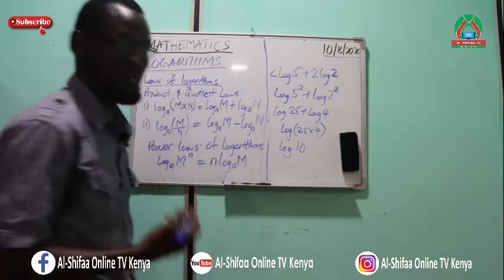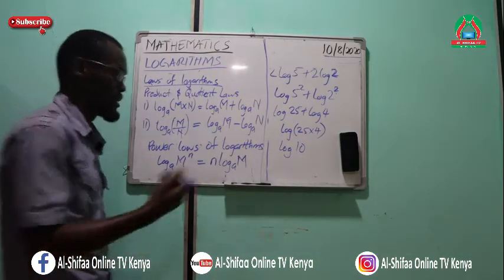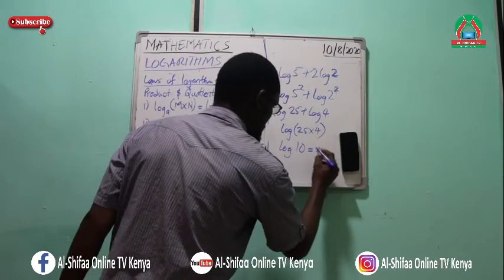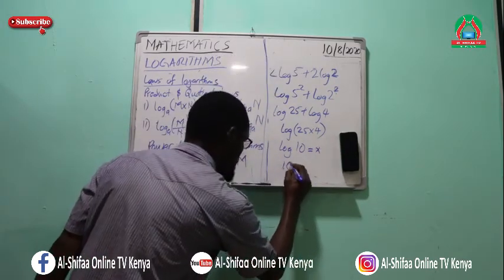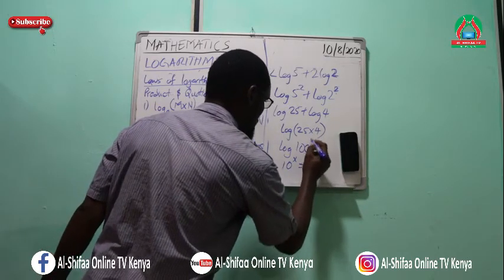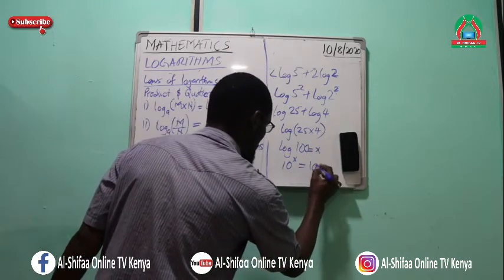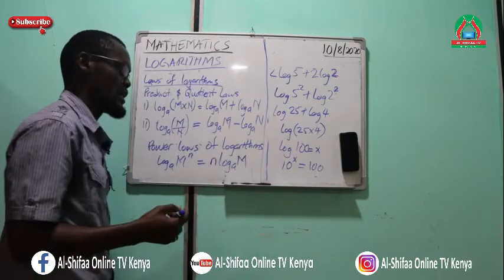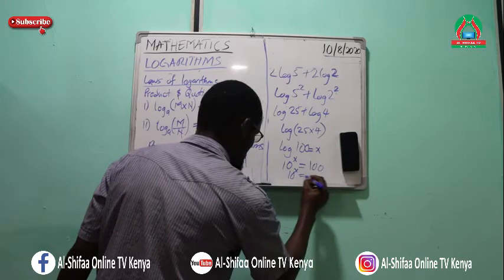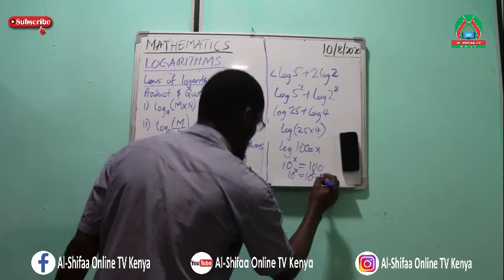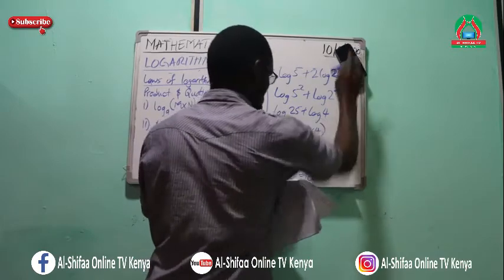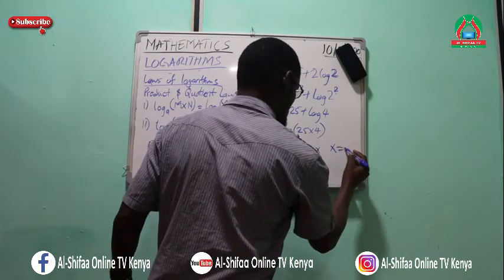So we'll have to get the value of the log. Since it is base 10, you can indicate that it is equal to x, then it will be 10 power x is equal to 100. And we know that 100 is equivalent to 10 squared. So 10 power x is equal to 10 squared. From that representation, we'll get that x is equal to 2.